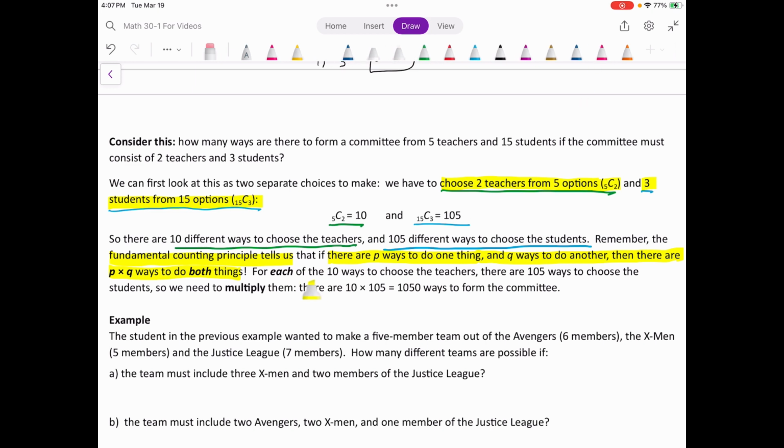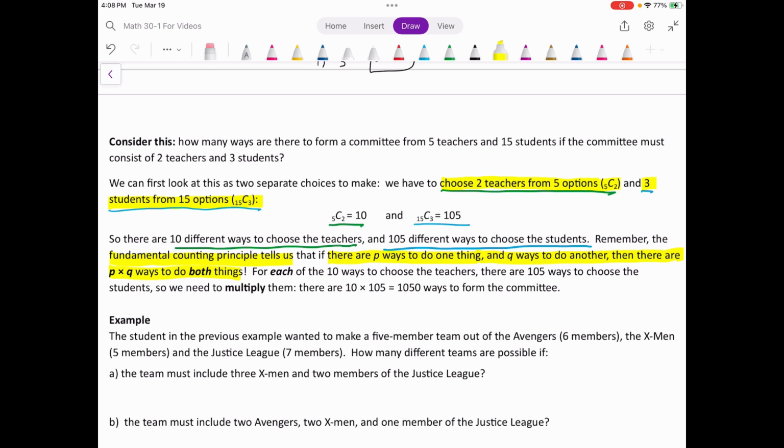Why multiply them together? Well, because for each of the 10 ways to choose the teachers, right, there's then 105 different ways we could choose the students. So for every single way this could turn out, there's 105 different ways this could turn out. So we have to multiply this by 105 to figure out the total number of ways that both of those things could happen.